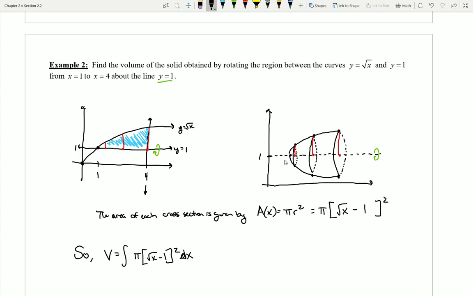Where do my circles start and stop? How far left and how far right do they go? If I look back at my previous picture, I'll see that at the very left I'm at x value 1, and I can go all the way over to x value 4. So again, I have a nice integral setup here.